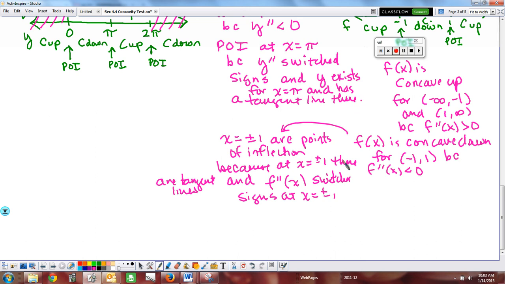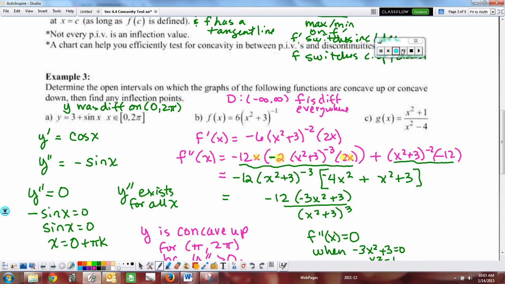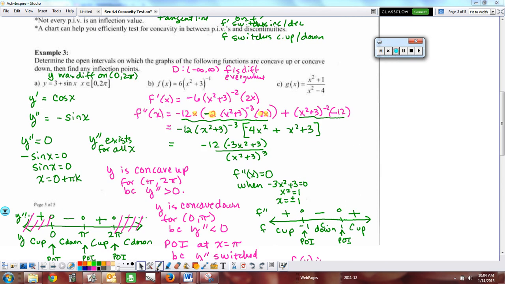All right, so hopefully that is helping you see where we're at. I'm going to look at C, one more for you. So let's take a look at C.